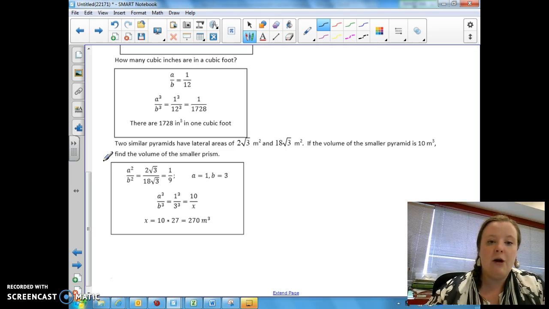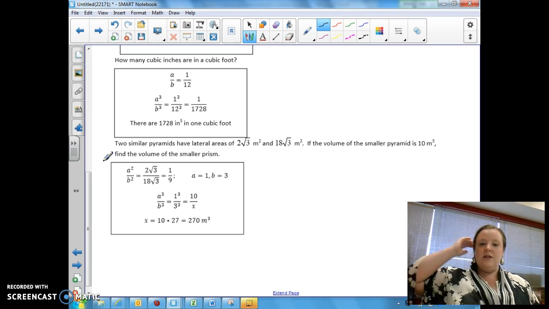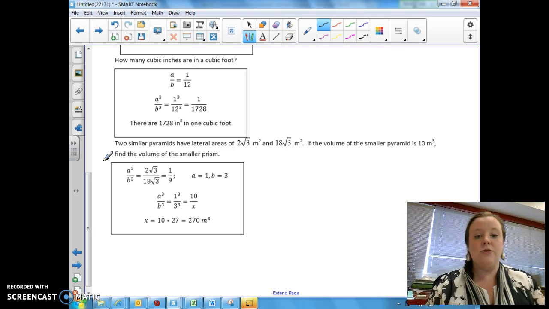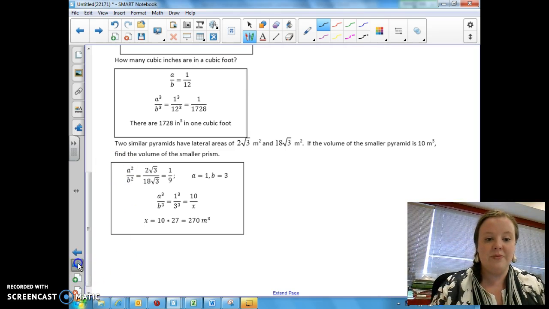And then we have a problem where we've got two similar pyramids with lateral areas given. Well, that's area, so I'm going to have to use a squared over b squared. Plug in, I can reduce. I end up with a equals 1 and b equals 3. I plug in then to volume, a cubed over b cubed, that's 1 cubed over 3 cubed equals 10 over x, because they give me the smaller piece. I end up getting x equals 27 times 10, or 270 meters cubed.